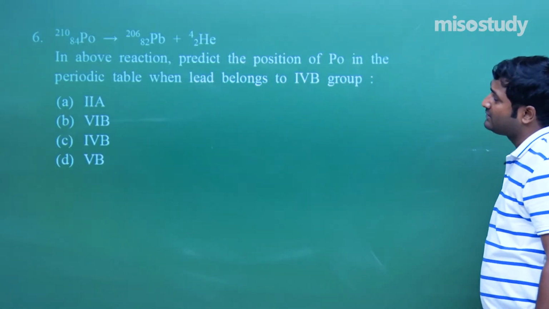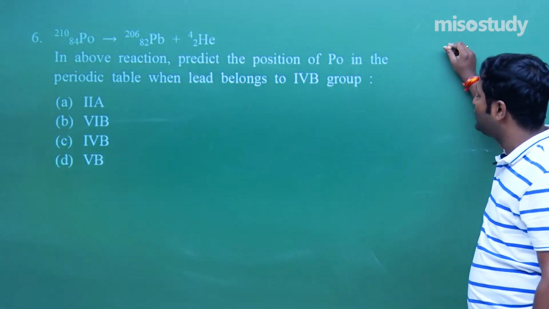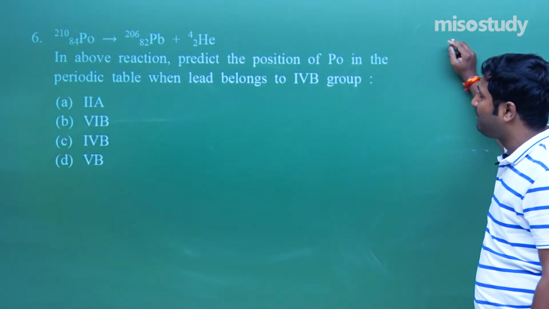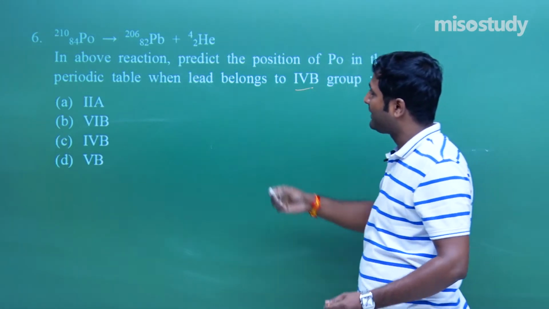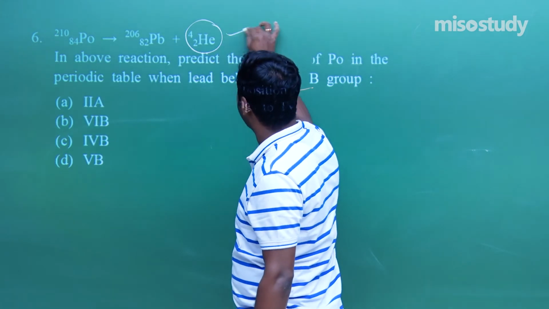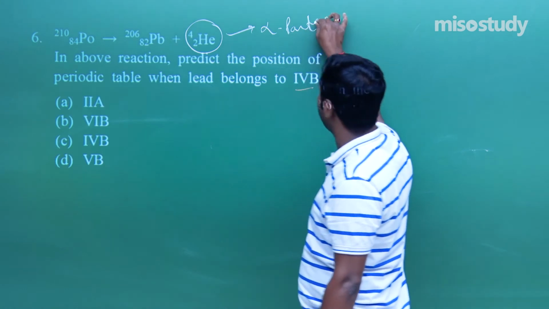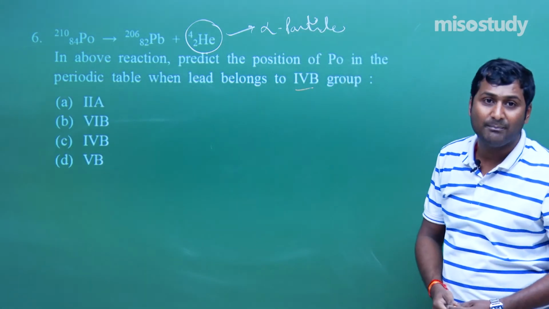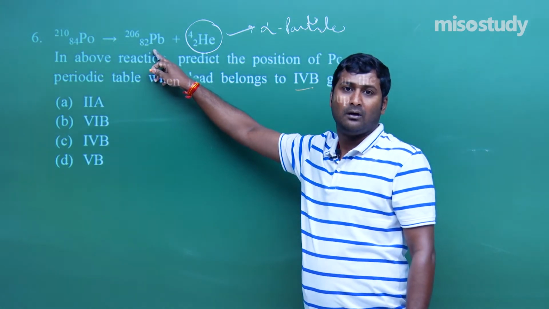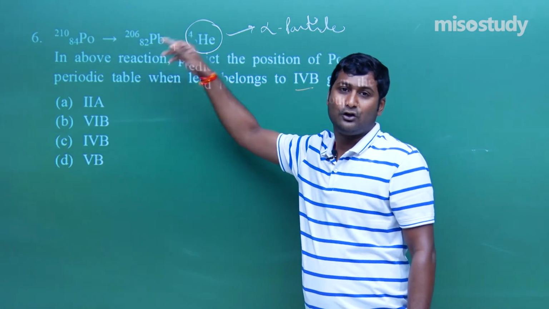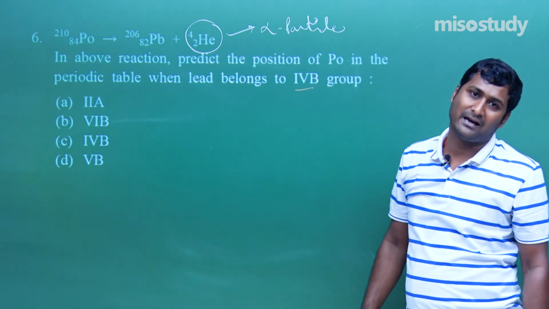Now the next question is, look at the reaction. In the above reaction, predict the position of Po, polonium, in the periodic table when lead belongs to 4B. Look at what happened here. There is an emission of an alpha particle. If an alpha particle is emitted, then the daughter element will have a group number 2 less than the parent element.